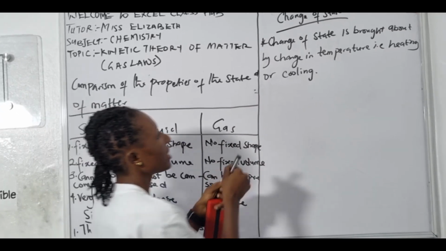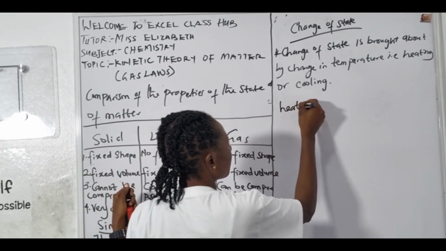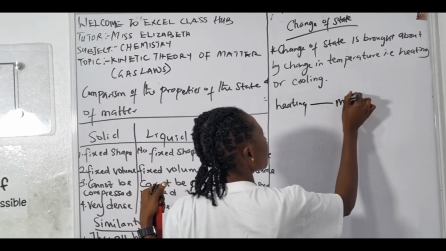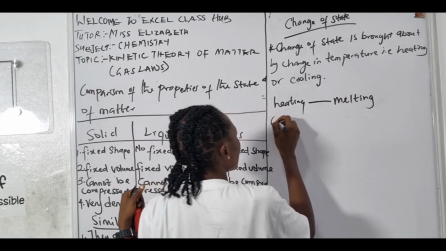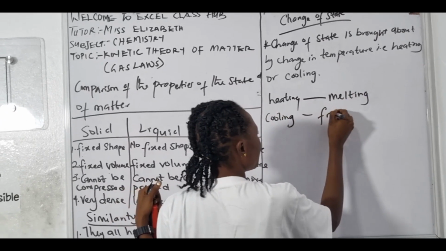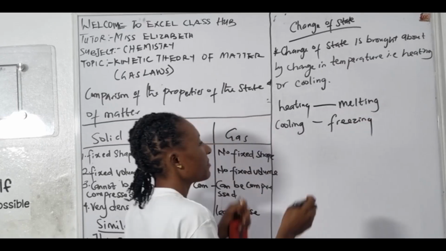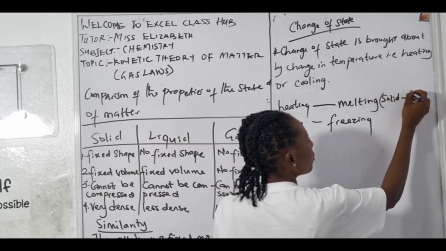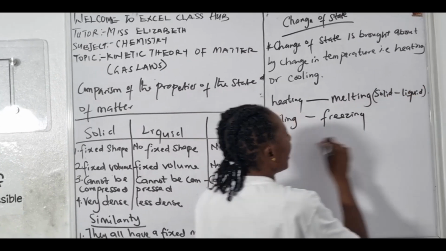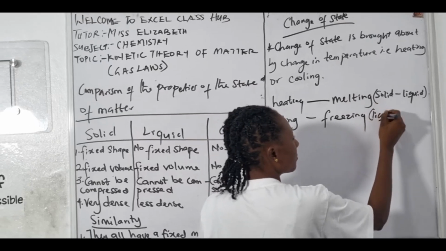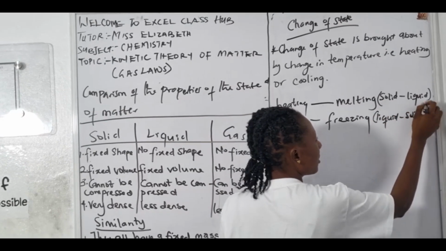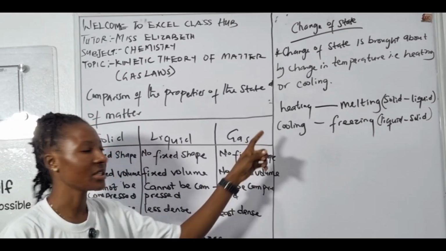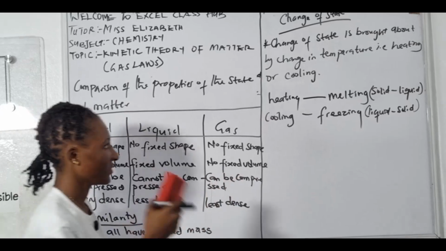For example, heating brings about melting, while cooling brings about freezing. Heating brings about melting, that is from solid to liquid. And in the case of freezing, from liquid to solid. Just like we cited instances on solid and liquid, there are change of states too that involve the gaseous states, which we are going to dive into very soon.